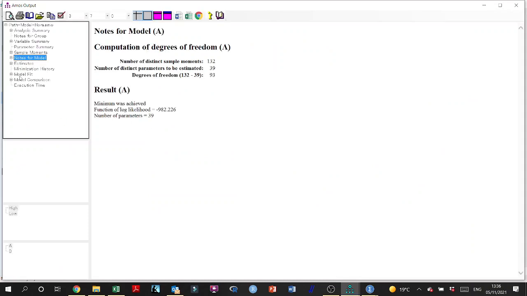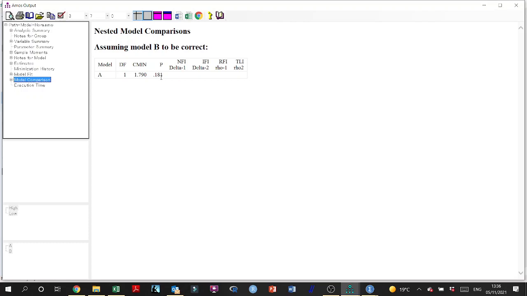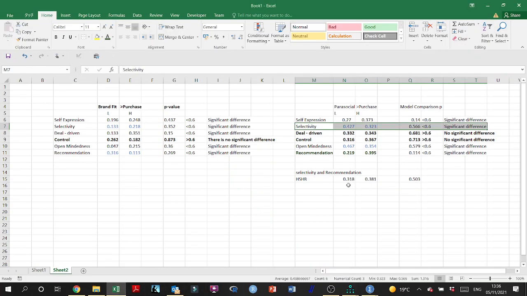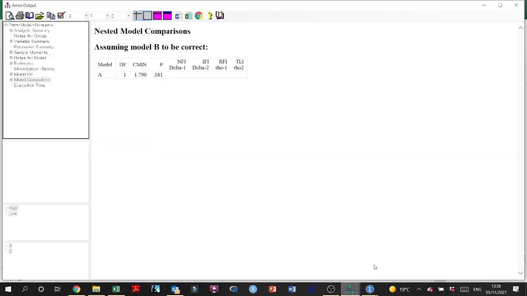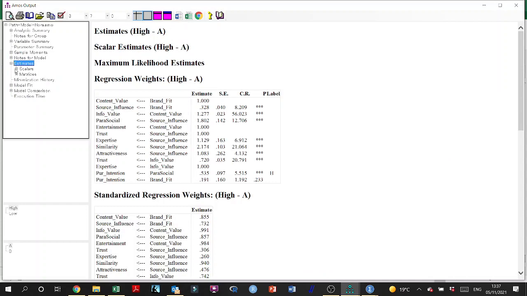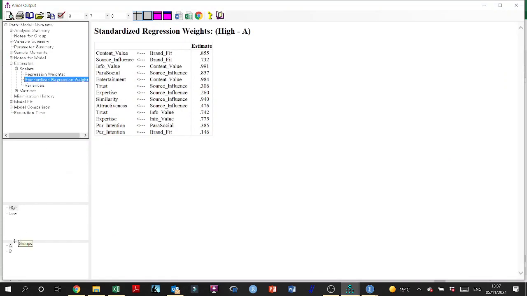All right, let's take a look. I want to take a look here, 181. So there is a significant difference. Perfect. Second, let's take a look at these estimates. We get what we're looking for, which is an interesting explanation.